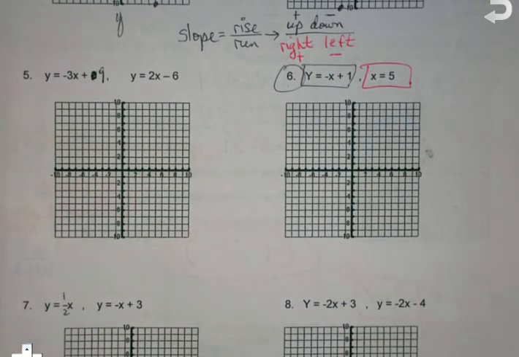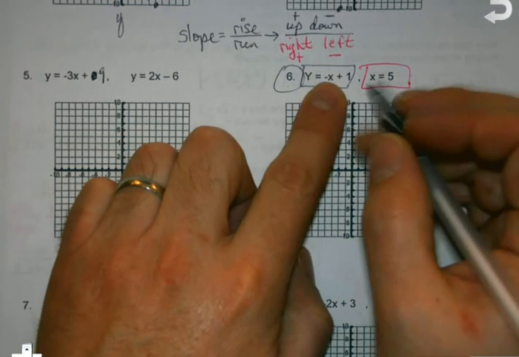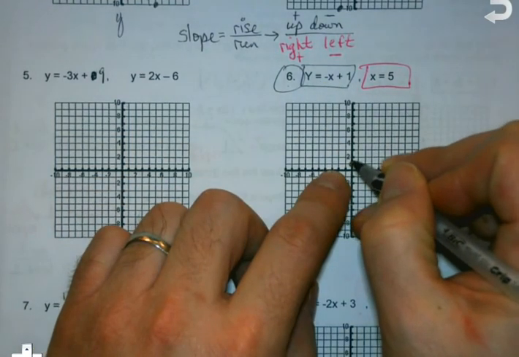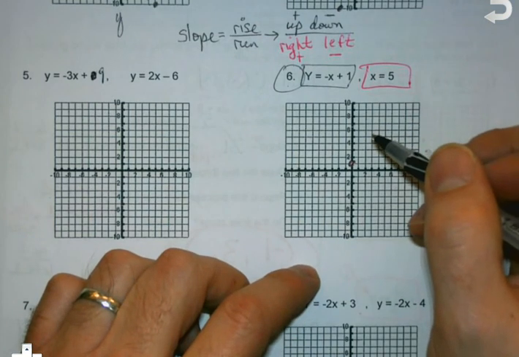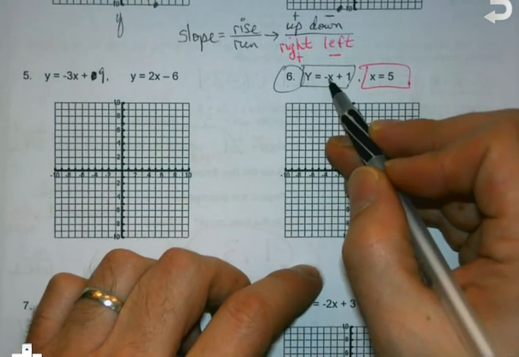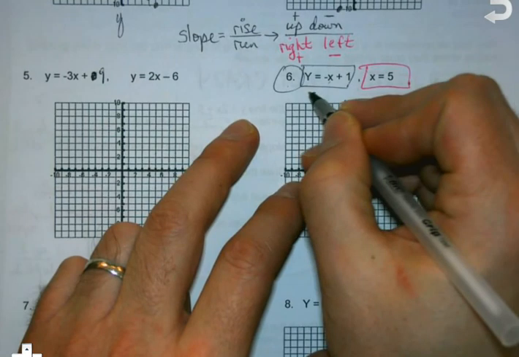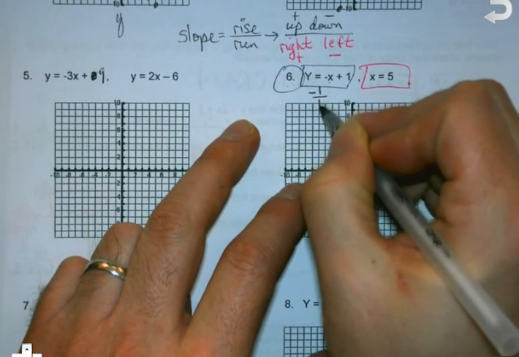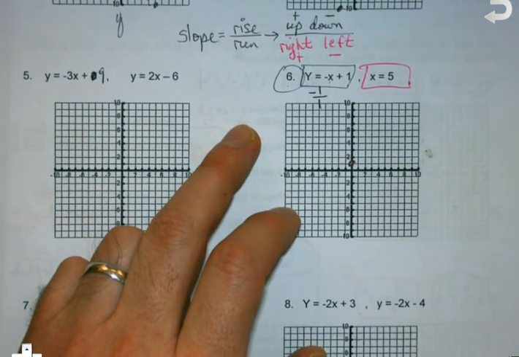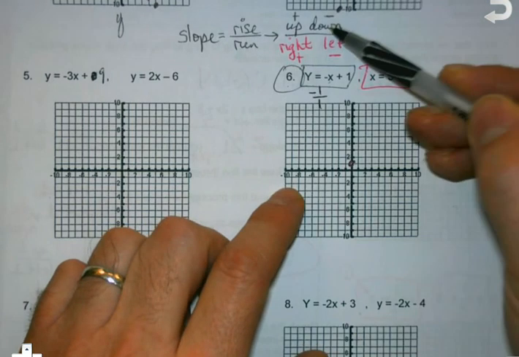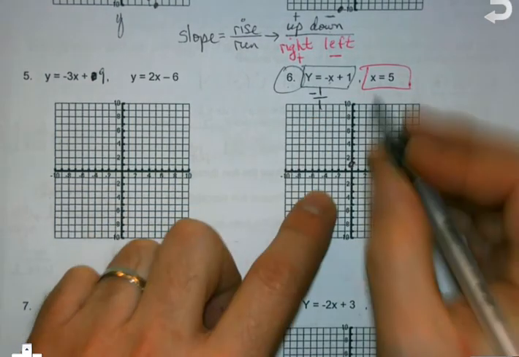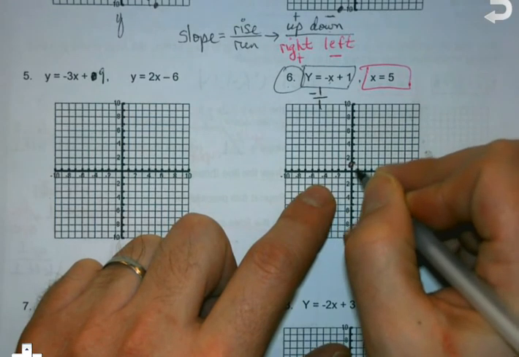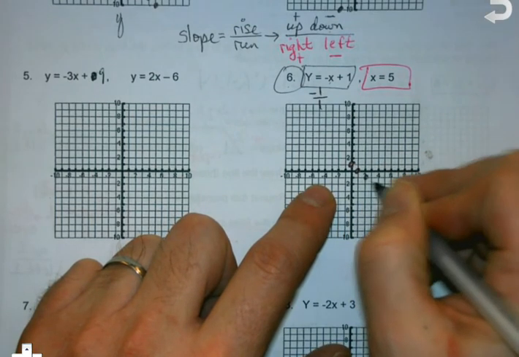Last one of these on the note sheet. It's got a twist. Not the first part, though. My y-intercept is at 1. I go up. No number in front of x, but there's a negative here this time. So my slope is negative 1 over 1. So I'm going to be going down because it's negative, and right because the bottom number is positive. Down, right, down, right.